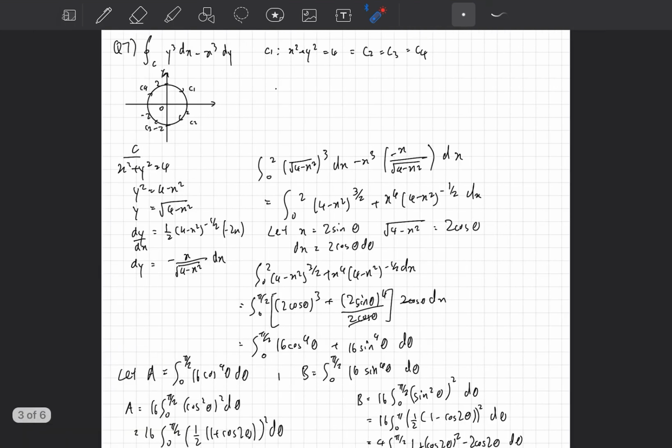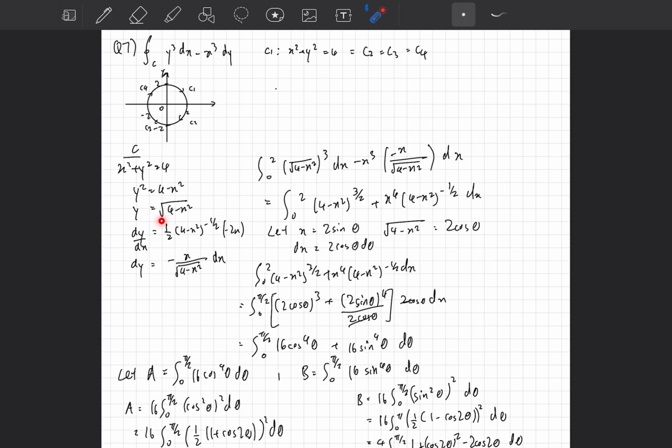So question 7: use the same method, apply the Green theorem and calculate the equation here, y cubed dx minus x cubed dy. As you can see, the C is the circle with the radius 2. So C1, C2, C3, C4 have the same equation, x squared plus y squared equals to 4. Because they are the same equation, we just need to calculate one C only. So I take C1 to calculate, x squared plus y squared equals to 4.